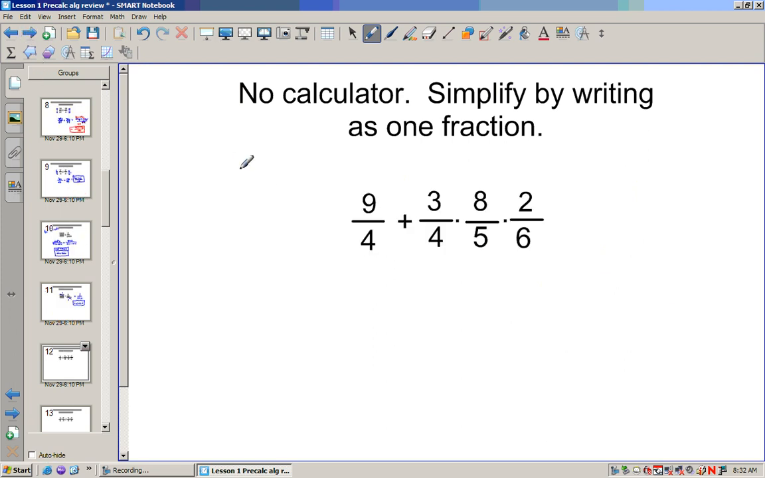Alright, now it gets a little trickier. We have to think, what do we do first in the order of operations? Do we multiply or do we add? And hopefully everyone's shouting, multiply! Alright, you're right, it's multiply. So we're going to multiply all these fractions together, and it's going to be easier if we reduce before we multiply, because 8 divided by 4 is 2 over 1.